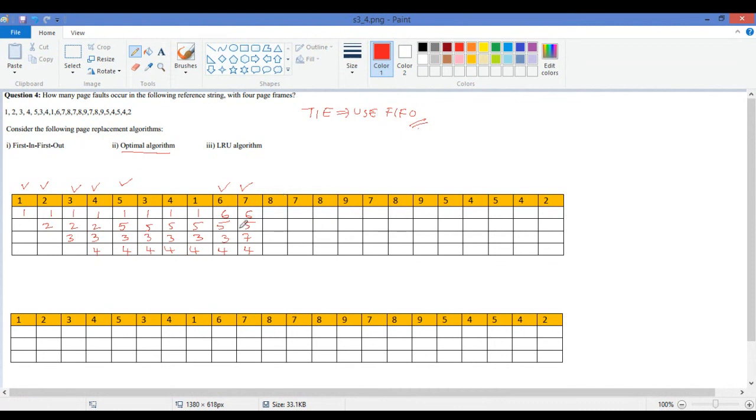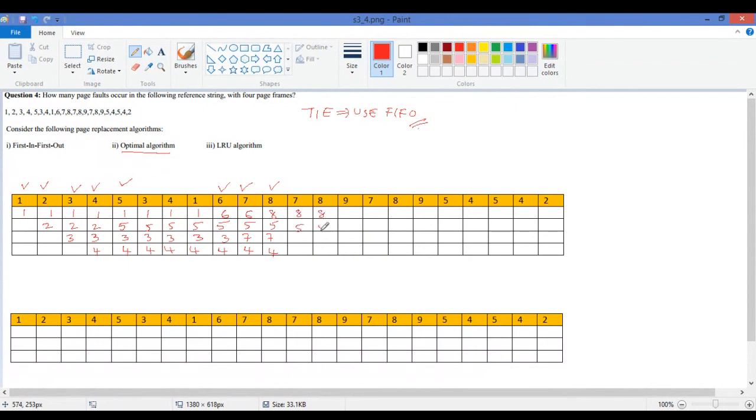Then next 8. You see 8 is not here. Okay, so there is a page fault. Don't remove 7 and 5 and 4, because 7 is coming in the future, 5 is also coming in the future, and 4 is also coming in the future. So don't remove 5, 7, 4. It means you are removing 6. Instead of 6, put 8. You see 7 is already there, 8 is also already there. Okay, so no page faults, no differences.